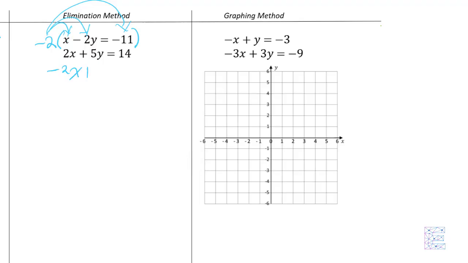Negative 2 times negative 2y is positive 4y. Negative 2 times negative 11 is positive 22. And now notice, we don't really need this equation anymore, so we can just scratch it off. These are a new system right here.